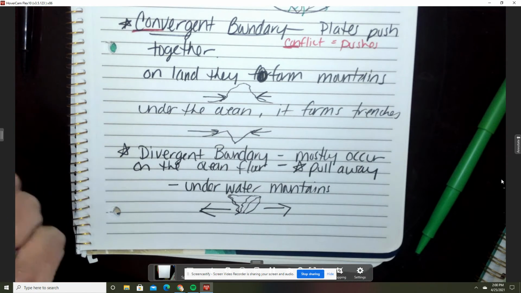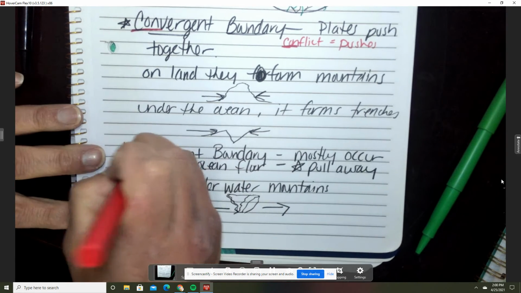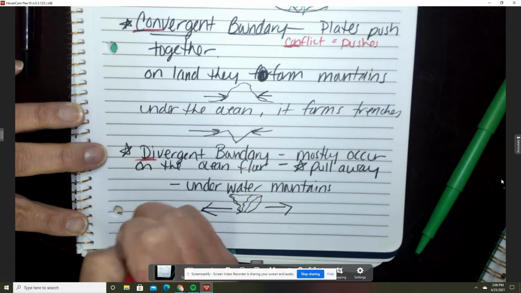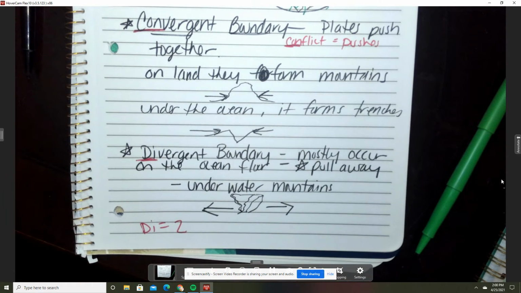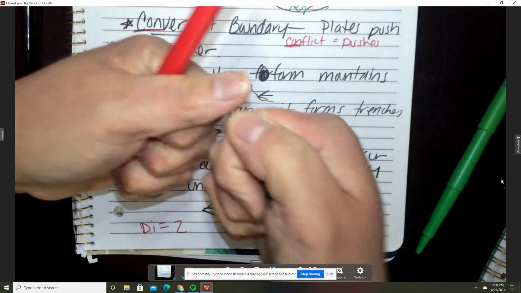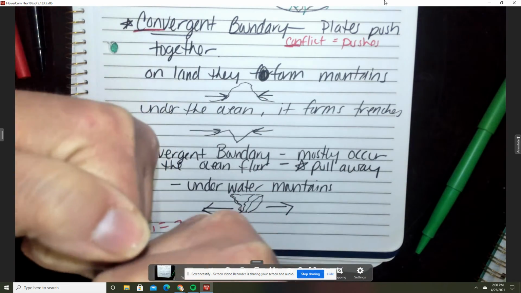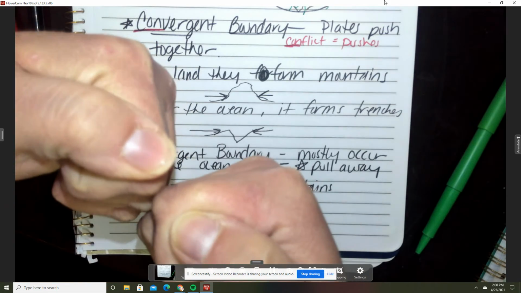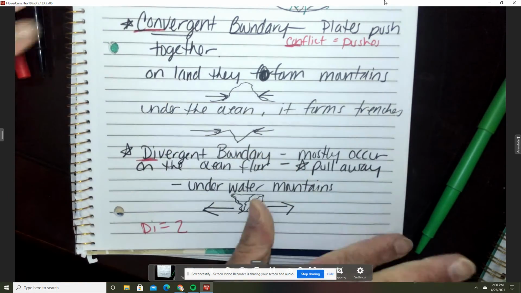All right, let's see. Where did pen go? So the di equals 2. Okay. Divergent, so they separate. So convergent, right? Pushing together. Divergent is they're pulling apart. There's 2 of them. Okay.